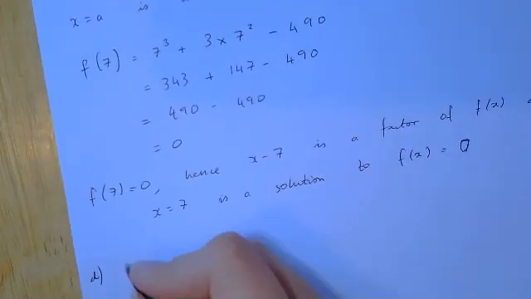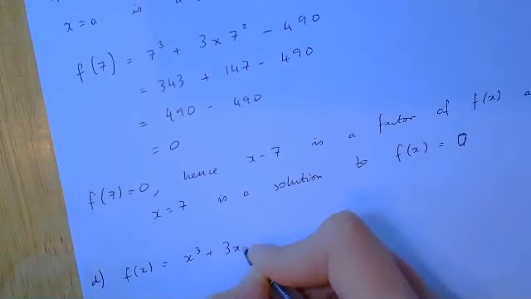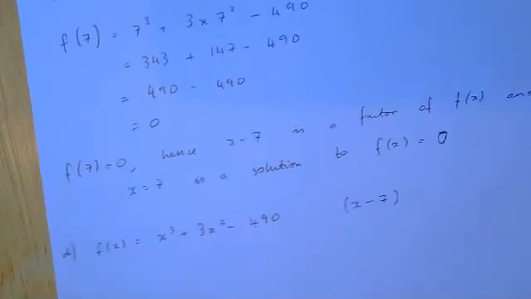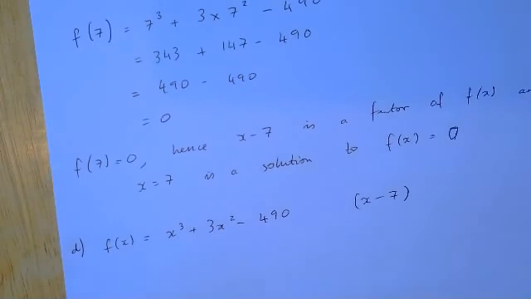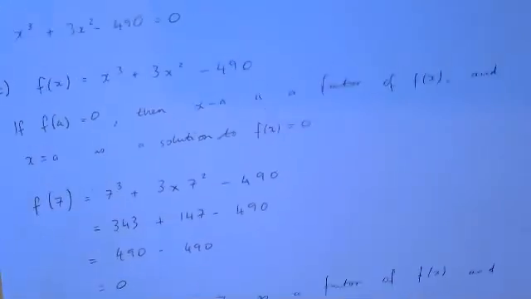Right. So, what have I got? Let's go back to what I know. I know this, and I know that x minus 7 is a factor. That's what I've just discovered from the previous bit. I think I'm going to do some polynomial division, and I think I'm going to turn over to do it.